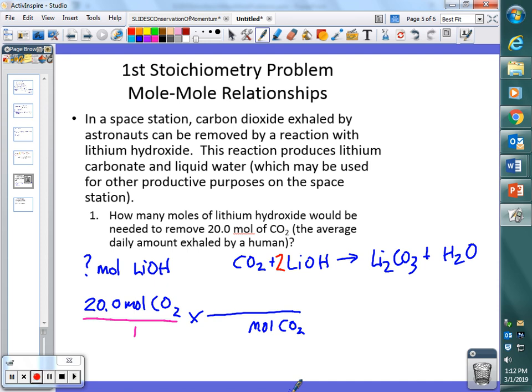Formulas are very important when we're doing stoichiometry problems because we're going to use different parts of the equation or compare different parts of the equation. So we're trying to get rid of moles of carbon dioxide, so that's going to go on the bottom. What unit should we put on the top of this conversion factor? What are we trying to get here? Moles of lithium hydroxide. That's going to go on the top.